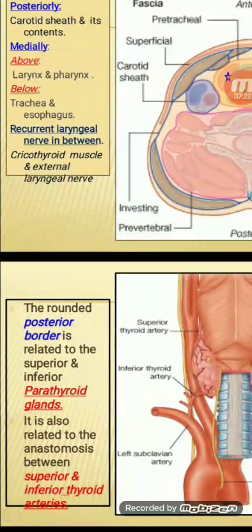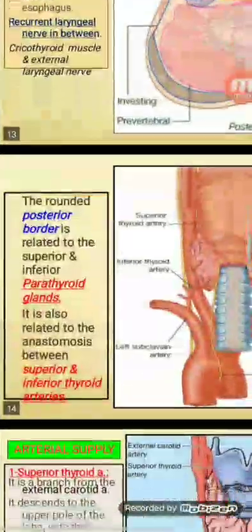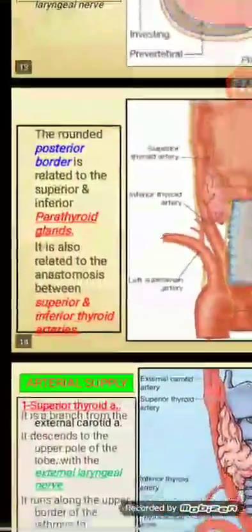The external laryngeal nerve is a branch of the superior laryngeal nerve. The superior laryngeal nerve gives the internal laryngeal nerve and the external laryngeal nerve. The superior laryngeal nerve is a branch of the vagus nerve. The vagus is the 10th cranial nerve.